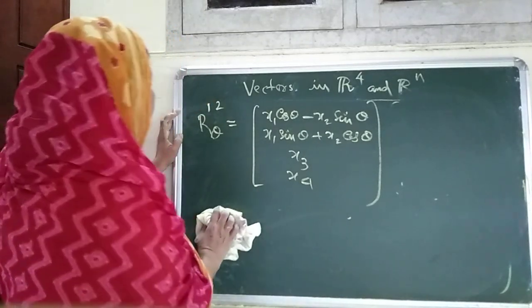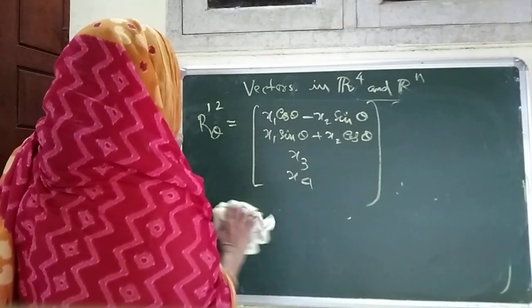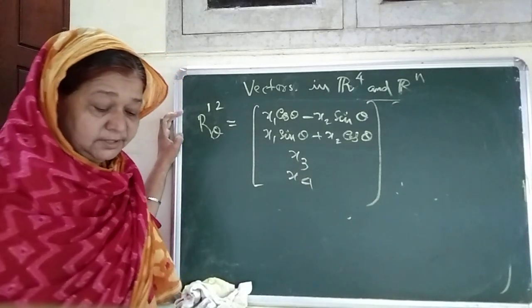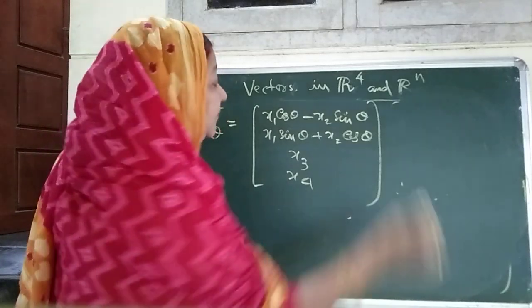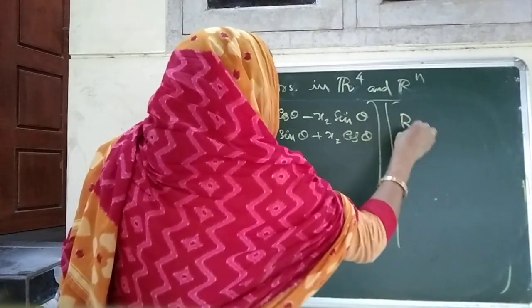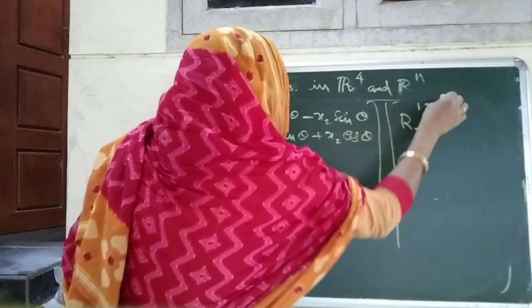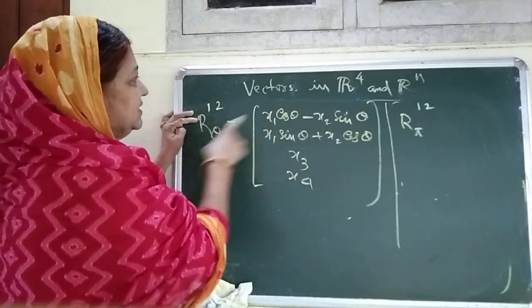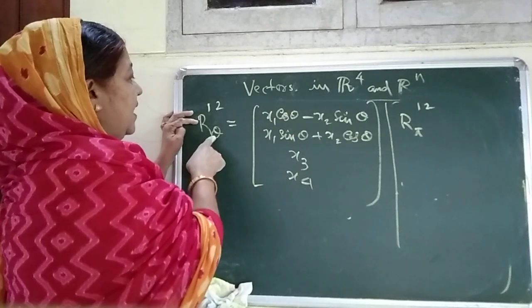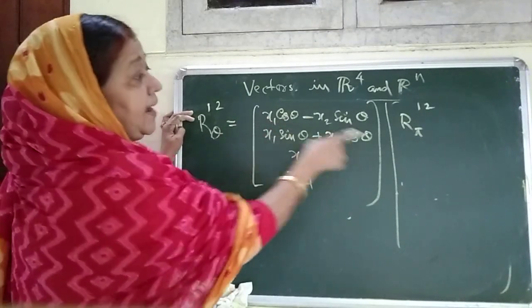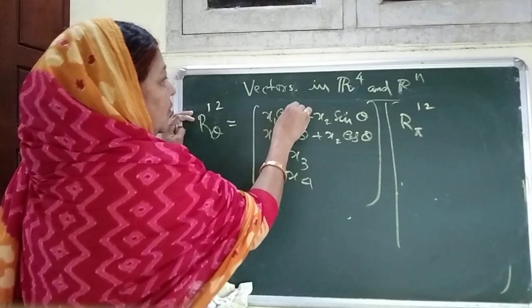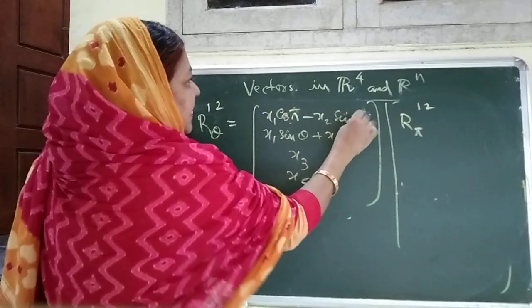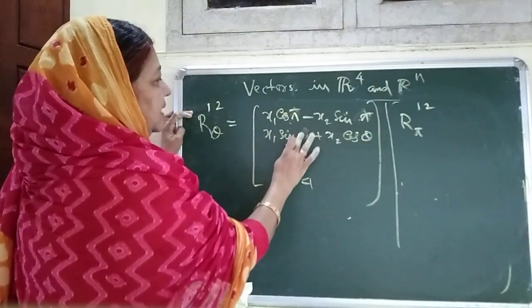Find, for example, an example, that is R phi. Find R phi 1 2. It means we rotate this axis through an angle phi. So x1 cos phi, sin phi, here sin phi.